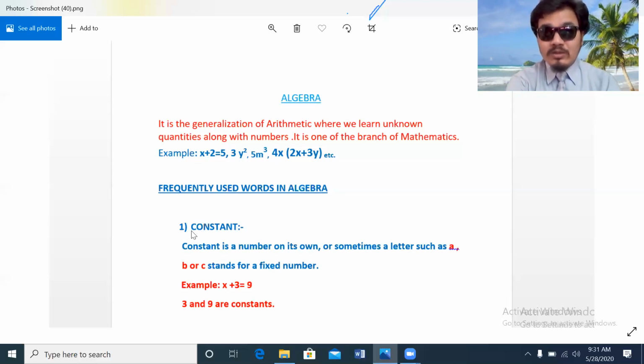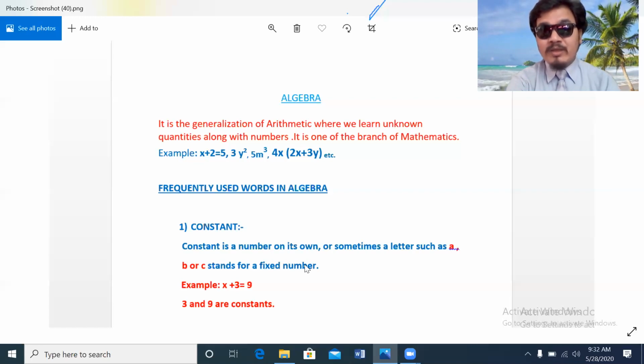In algebra, the word constant comes frequently. What is the meaning of constant? Let's read here. A constant is a number on its own, or sometimes a letter such as A, B, or C, that stands for a fixed number. That means A, B, C can also be constants if they have a fixed number. So a constant is a number which has a fixed value.